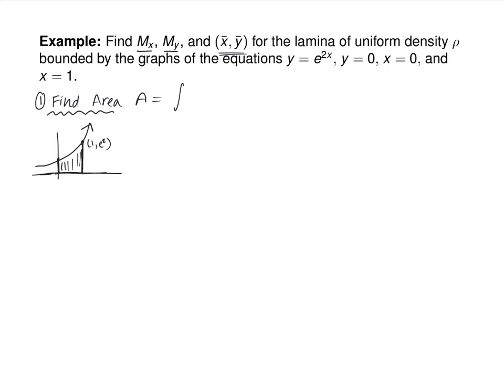So what's the integral that gives the area under that curve? Integral from 0 to 1. No trick question there. It really is just a pretty easy area. Okay, so that's 1/2 e to the 2x evaluated from 0 to 1, which I think ends up being 1/2 (e squared minus 1), right? Or (e squared minus 1) over 2.